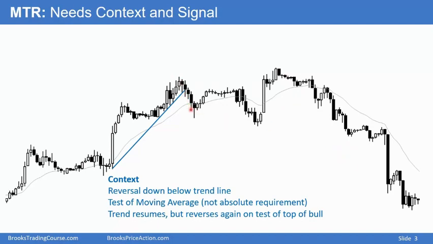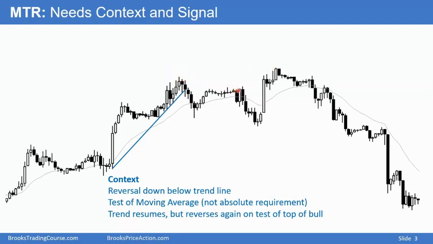When you get the break below the bull trend line, at a minimum, you'd like to see a series of bear bars, 5 or 10 bear bars. You prefer the reversal down to hit the moving average, but it's not always the case. You expect the bull trend to resume. It resumed here. It resumed again here. However, you're expecting it to fail around the prior high.